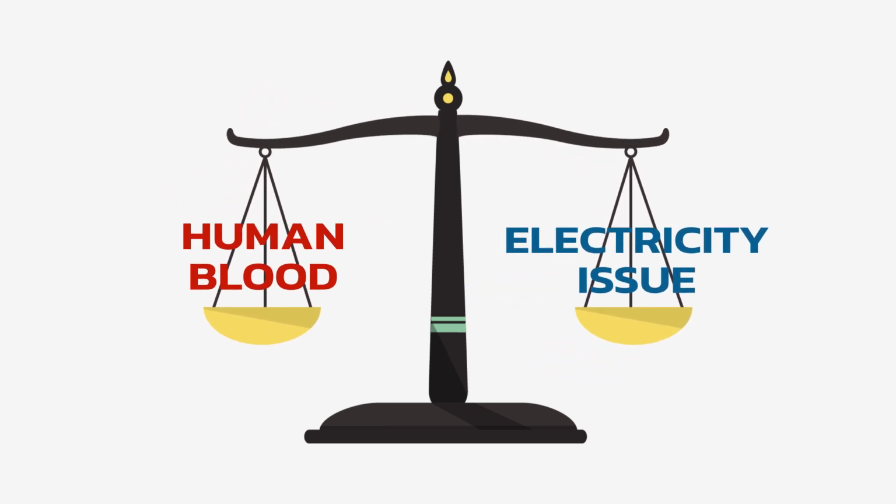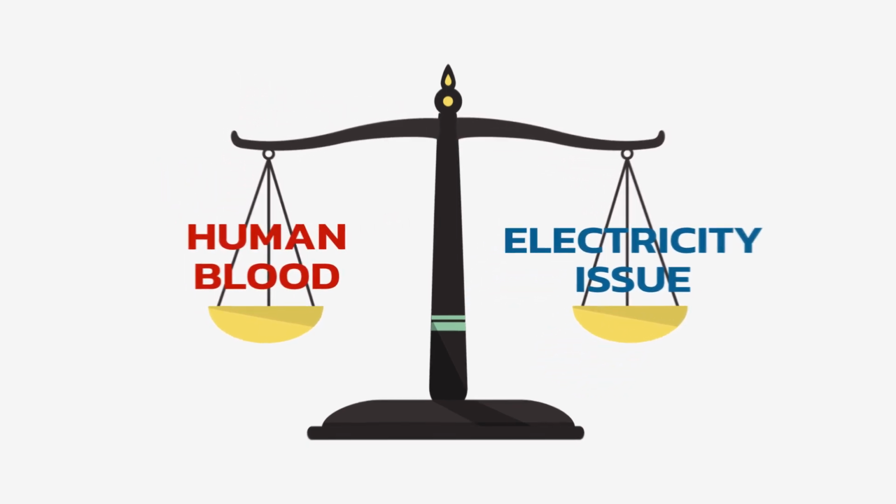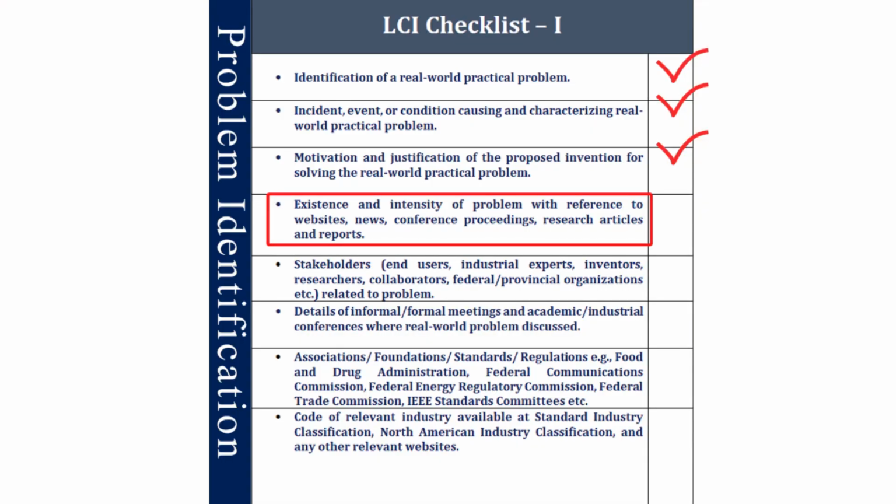So of course, when an individual is coming up with an idea, there must be certain justification behind it. A motivation and a justification of the proposed invention for solving the real-world practical problem. There could be several other ideas through which electricity problems can be solved rather than trying to solve it with human blood. The LCI checklist 1 then has item number 4.